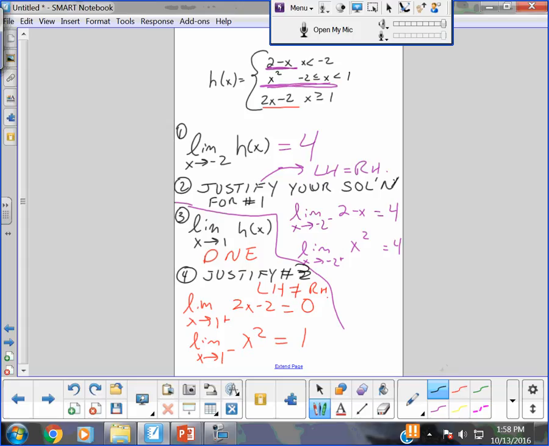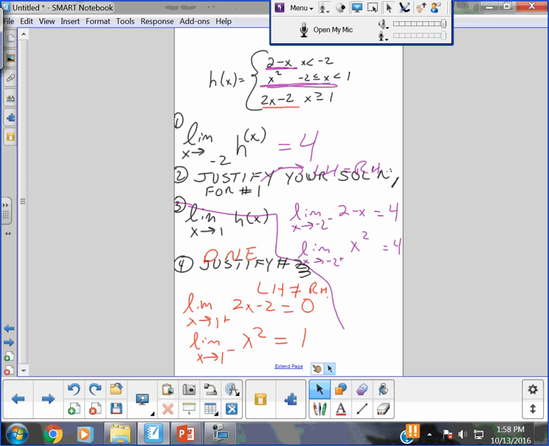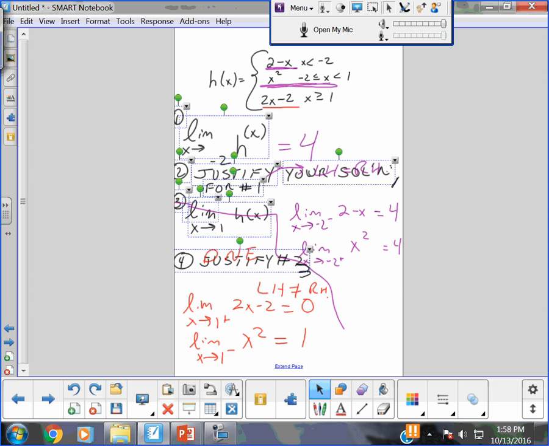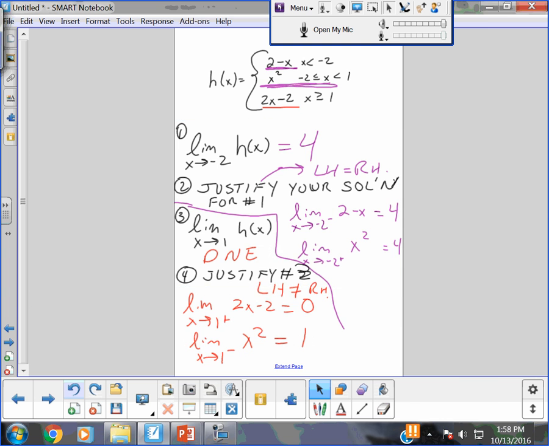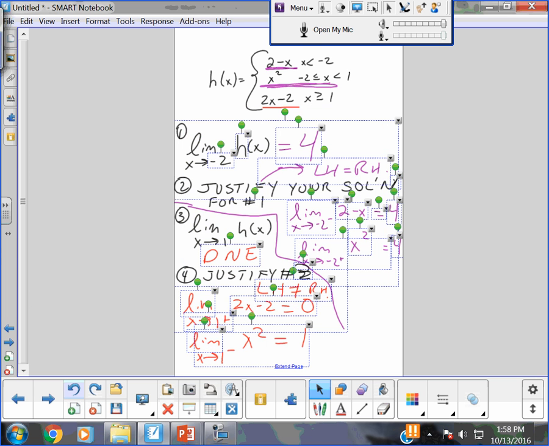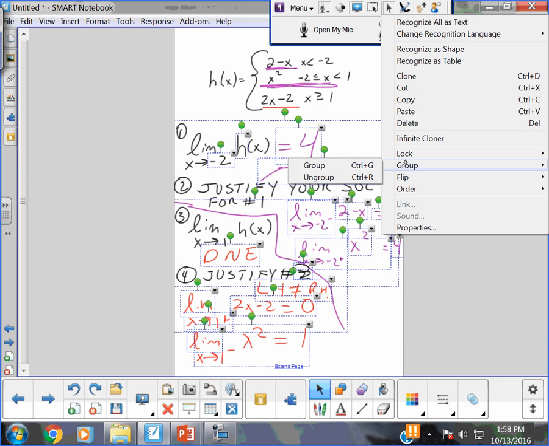So we're justifying the limits. Everybody, you don't need a graph. You don't need a graph. That said, let's graph it, because sometimes students can't see what we just did.